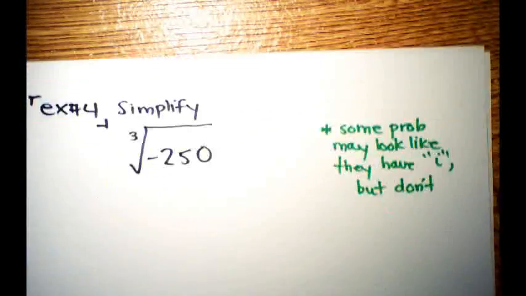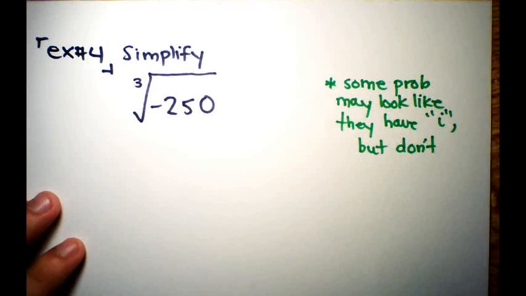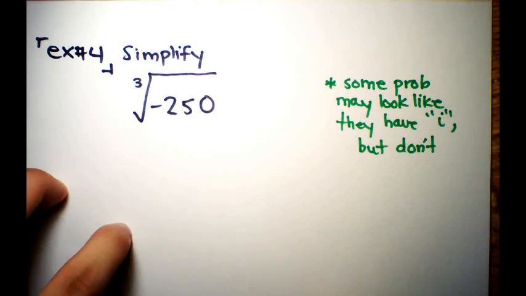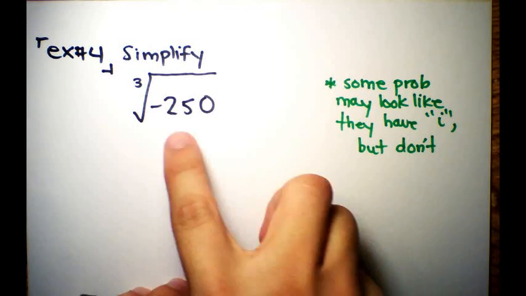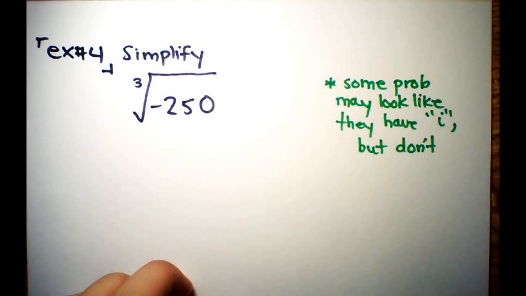So let me bring out example number 4 right now. This is example number 4, simplify. So we're now going to cube roots. So this is a cube root right over here. This means that in order to bring some of these numbers out, we need to find a triplet. Okay, cube root of negative 250.